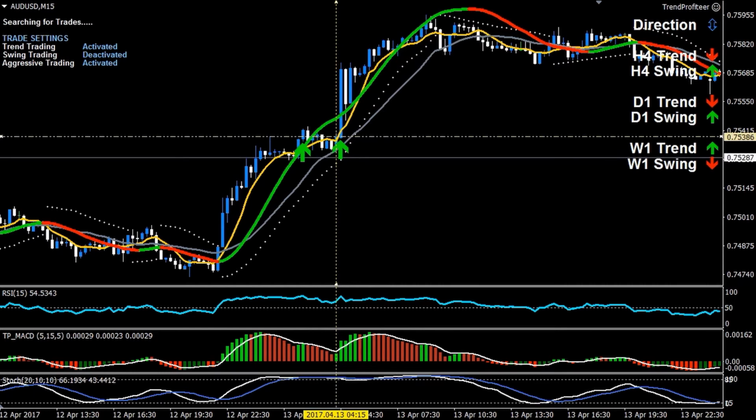Okay, that concludes this example on a swing within trend aggressive trade type on the short 15-minute time frame.